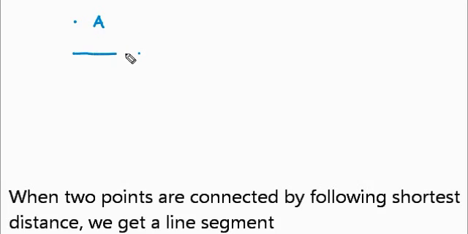Now when we have 2 points, when we join them, what we get is a line segment. And for a line segment, we need to show the start point and the end point. So this is called line segment AB and represented with a bar on top of it.